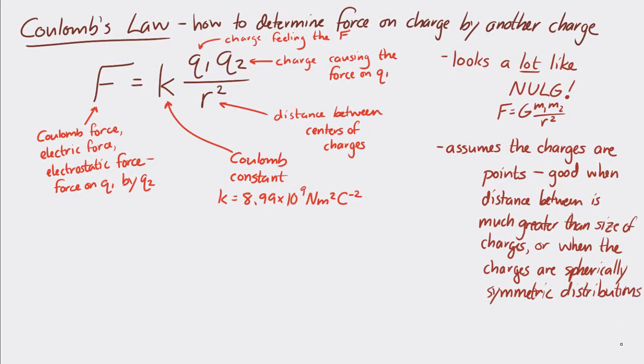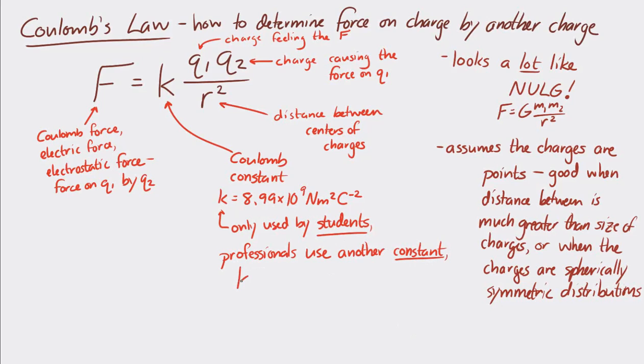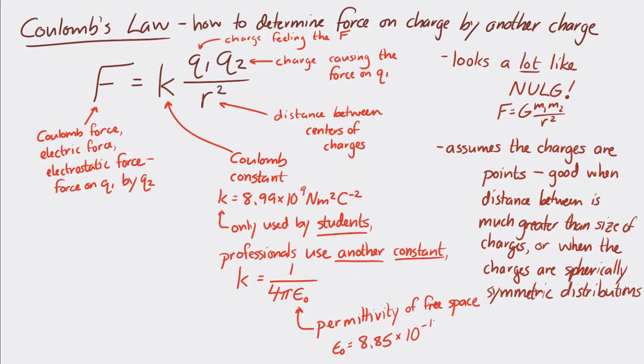Now back to this weird constant k. If you notice, k is a pretty big number. But k is kind of used by students. It's not used professionally. For reasons we're not going to get into, Coulomb's law is often written, instead of with k, with what k is equal to. k is equal to 1 over 4 pi epsilon naught, where epsilon naught is another constant called the permittivity of free space. And the permittivity of free space is 8.85 times 10 to the minus 12 Coulomb squared per Newton per square meter. Now, we're not going to get into why 1 over 4 pi epsilon naught is kind of the preferred thing in the professional world, but just know that it is.